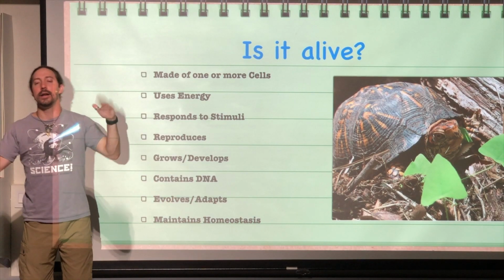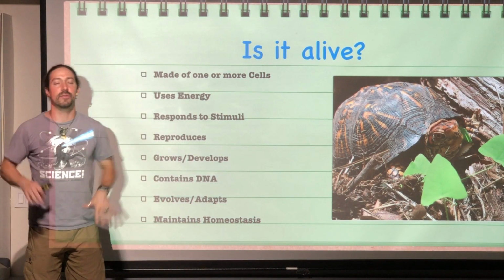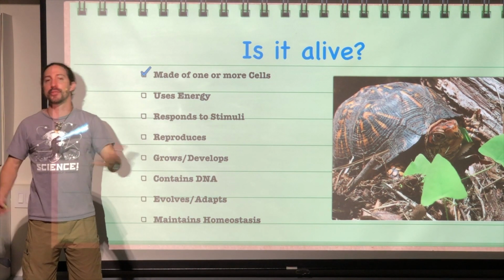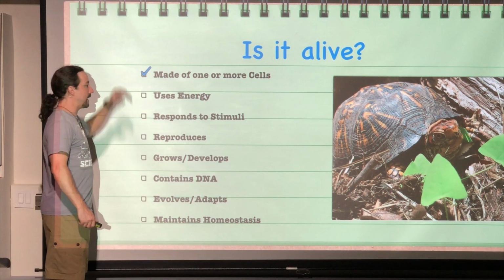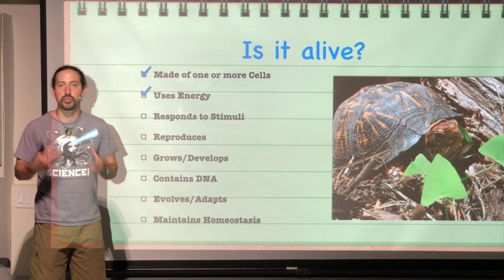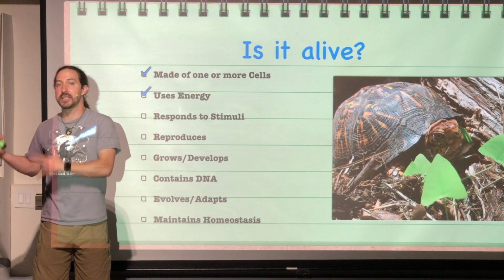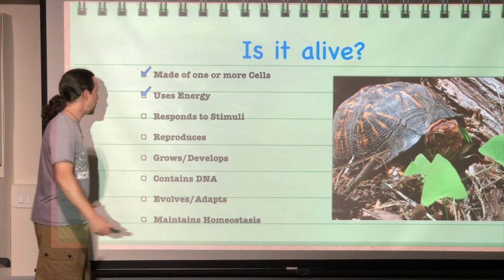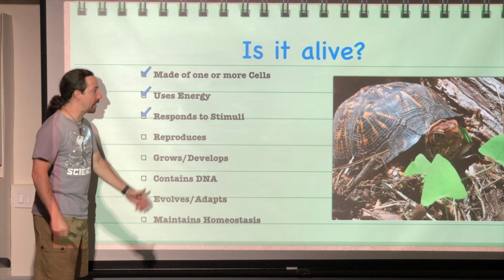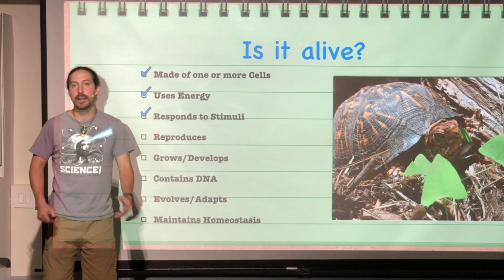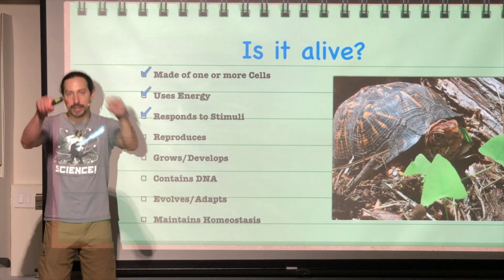All right, I know, you already know this one. It's really straightforward. Yes, it is made of cells. It's an animal. Animals are made of cells. Yes, it uses energy. That's why the turtle is going to go around and consume different things. One of the purposes of consuming material, in other words, eating, is so it has energy. Yes, it responds to stimuli. That's why it sort of stuck its head in a little bit there. That's because when I went in to get a picture, it pulled back.